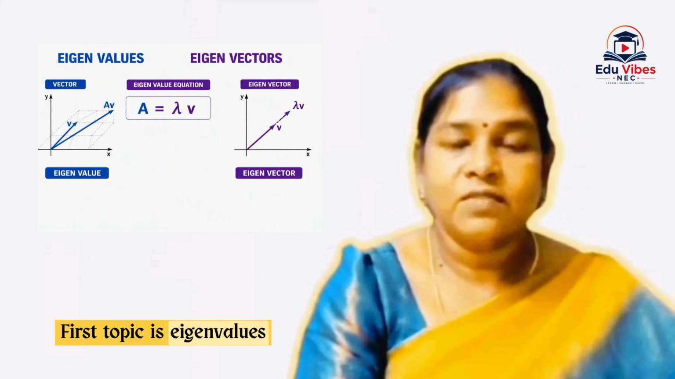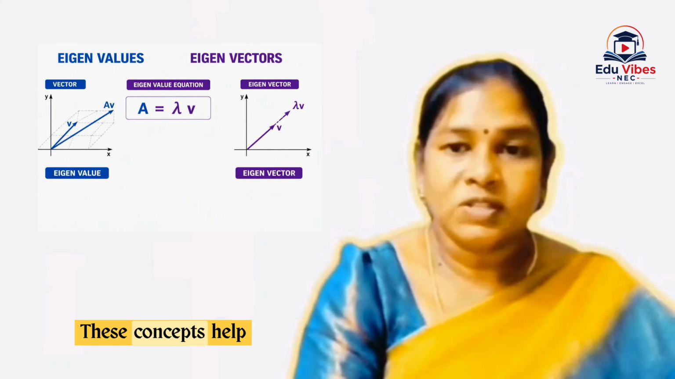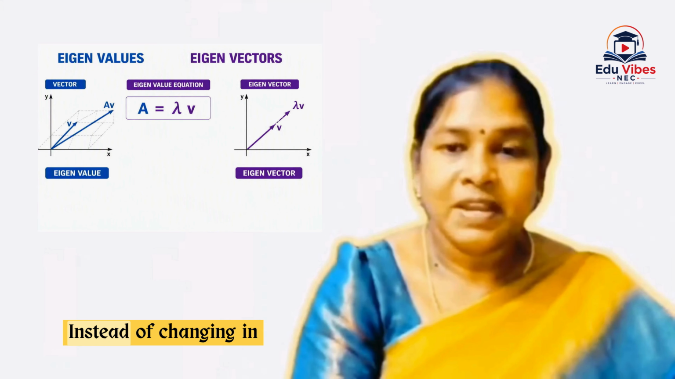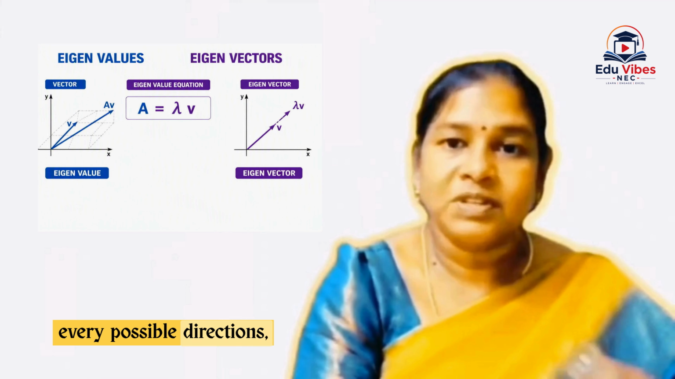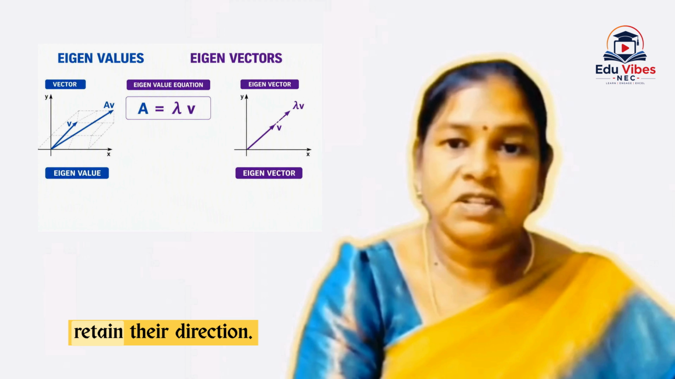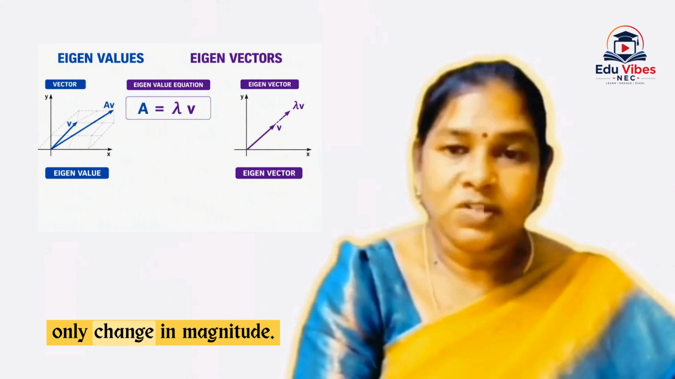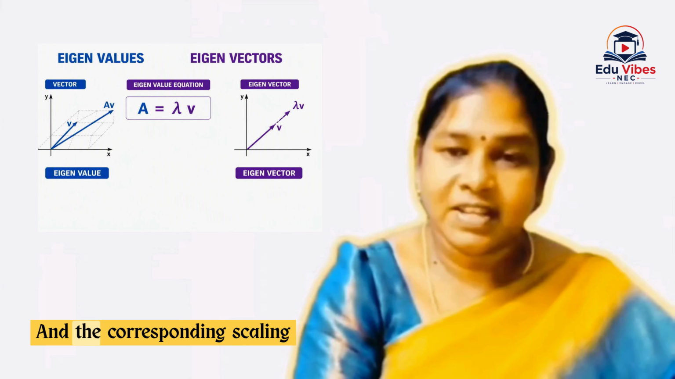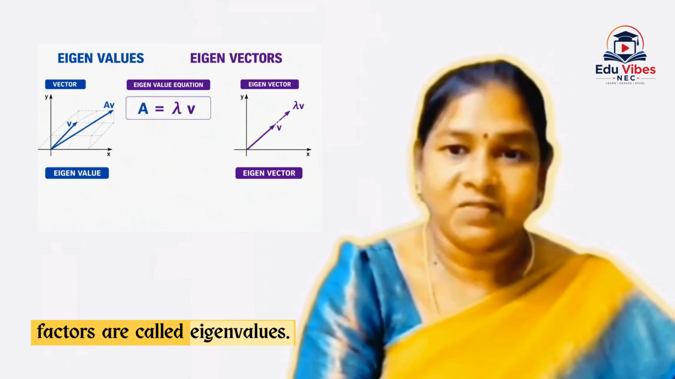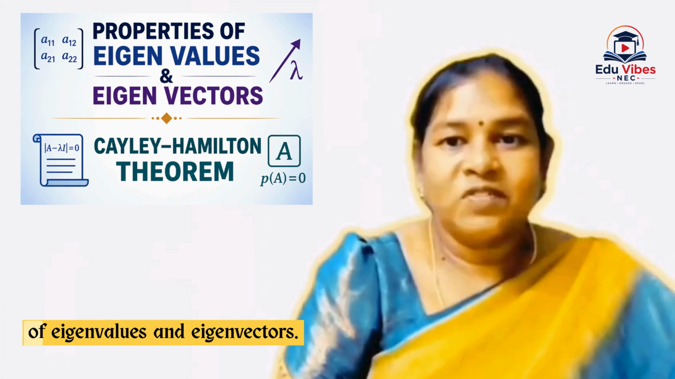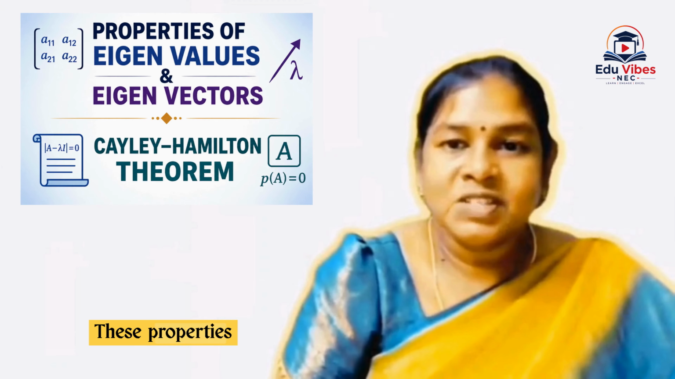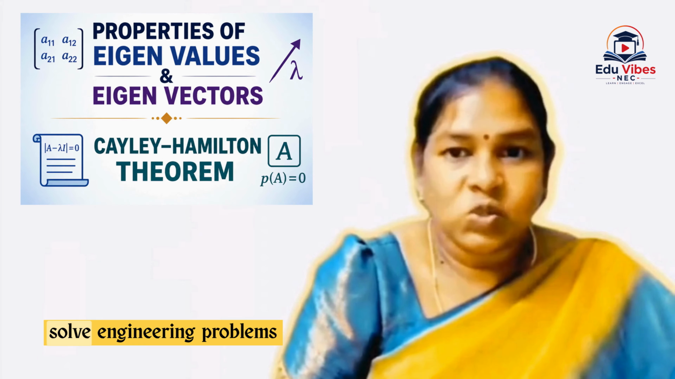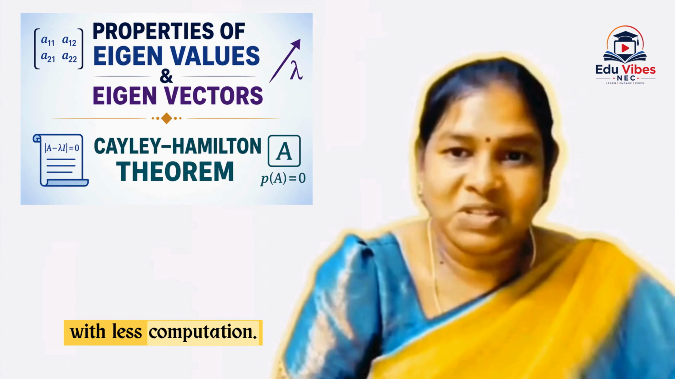First topic is eigenvalues and eigenvectors. These concepts help us understand how a matrix transforms a vector. Instead of changing in every possible direction, certain special vectors retain their direction and only change in magnitude. These vectors are called eigenvectors, and the corresponding scaling factors are called eigenvalues. Next, we will study the properties of eigenvalues and eigenvectors. These properties help us analyze matrices more efficiently and solve engineering problems with less computation.